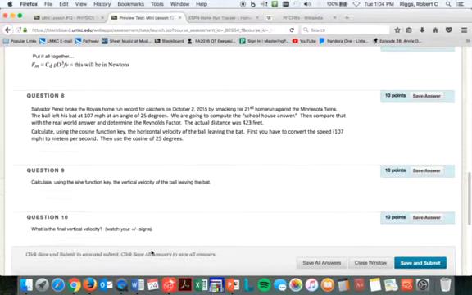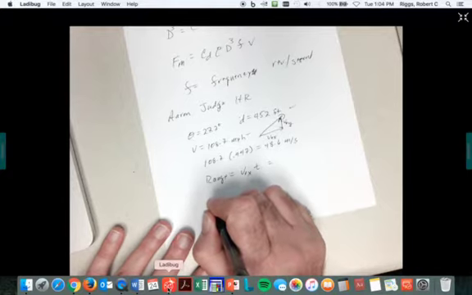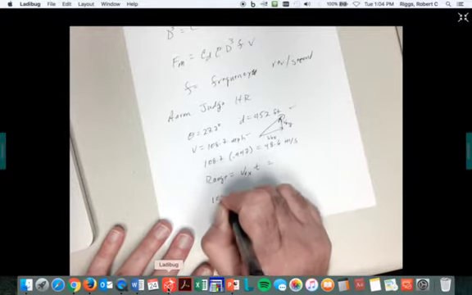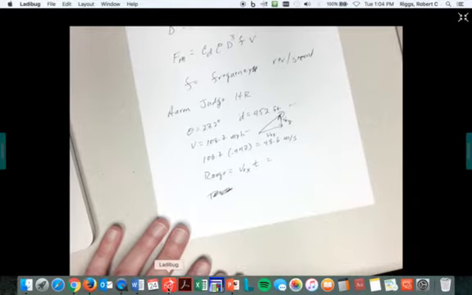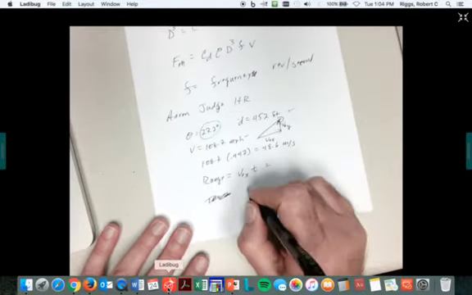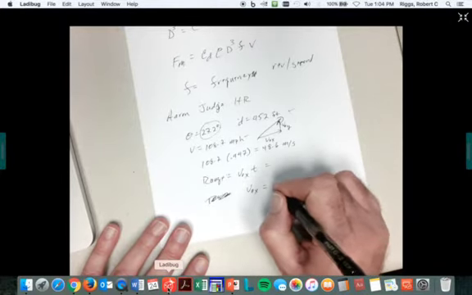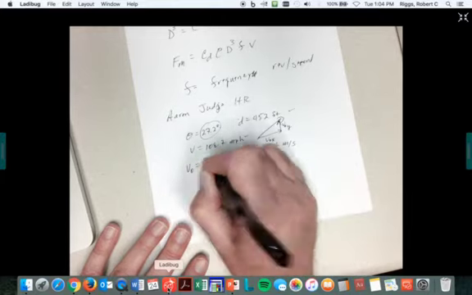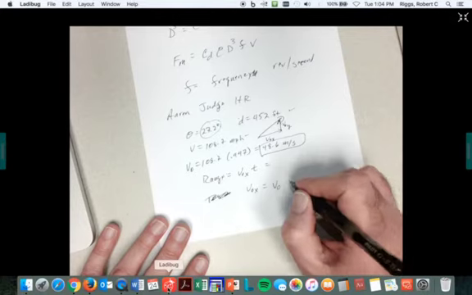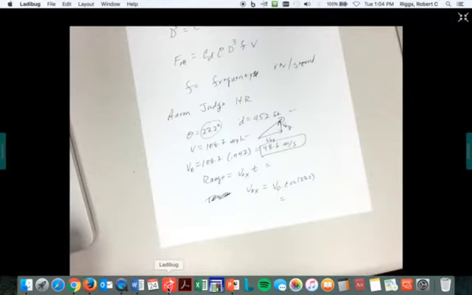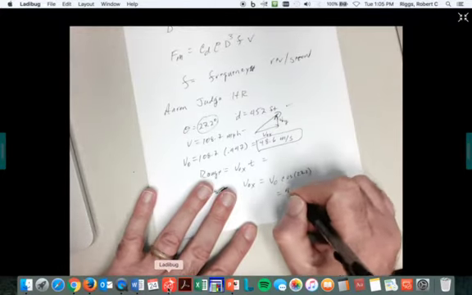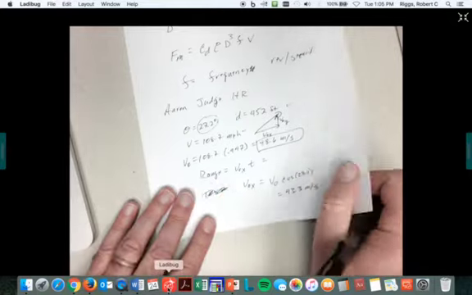So for our problem, for Aaron Judge's home run, we're going to use the cosine function of the 27.2 degrees here. So V naught x is equal to V naught, the 48.6 meters per second, times the cosine of 27.2 degrees. I forget, these are kind of tricky. 48.6 times the cosine of 27 is equal to 43.3 meters per second. All right, we're cooking with gas.